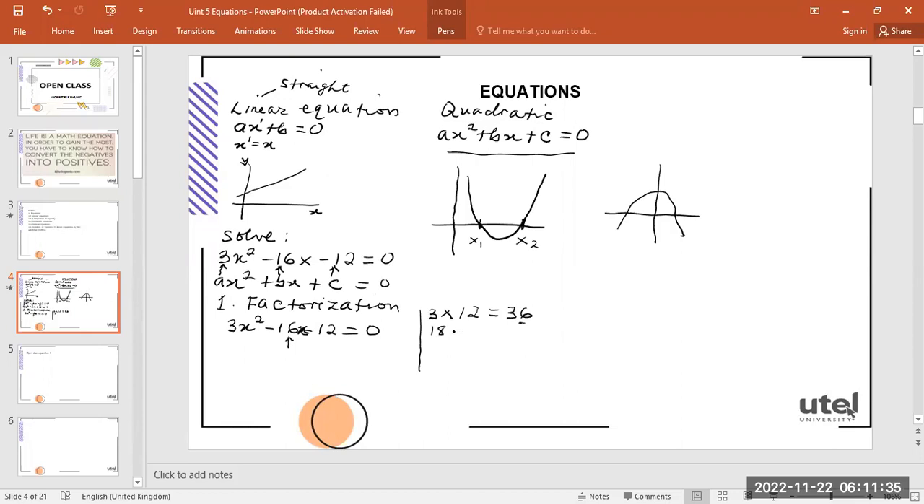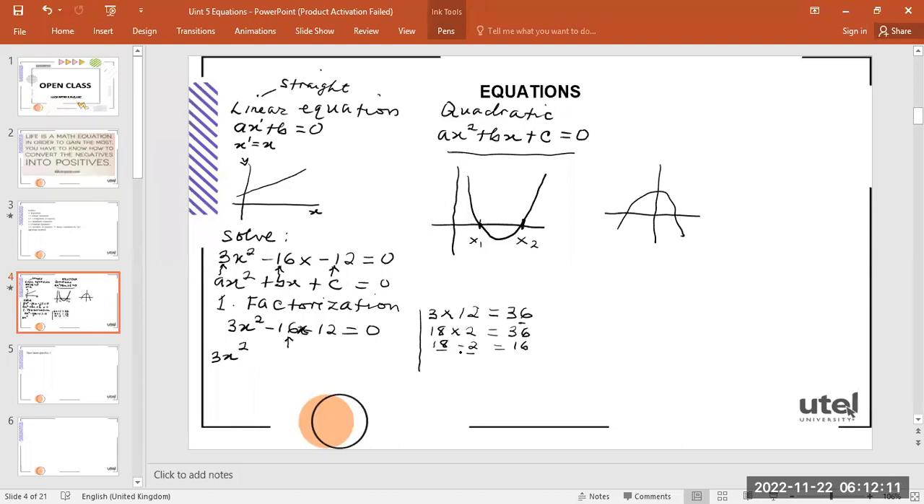And those two numbers are 18 and 2. You can see if I multiply 18 by 2, that gives me 36. And also, if I subtract 2 from 18, that gives me 16, the middle number. So it means 18 and 2 are the factors of this number. Now, the next thing I'm going to do is come to my original equation and set 3x squared.